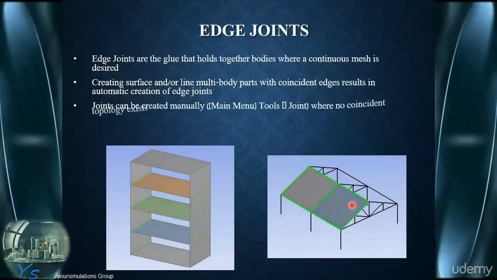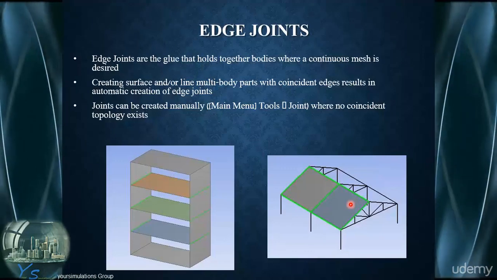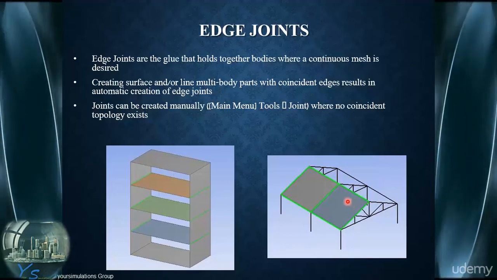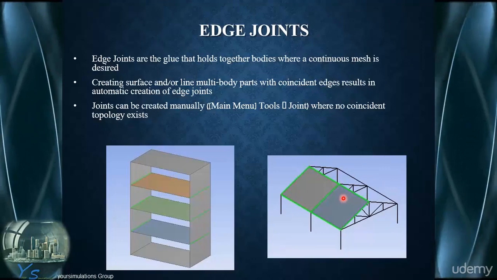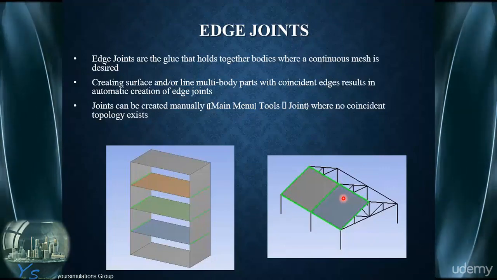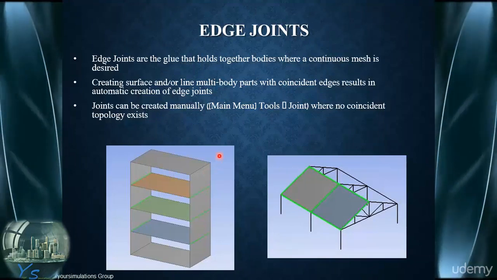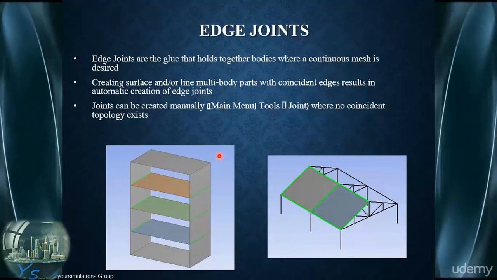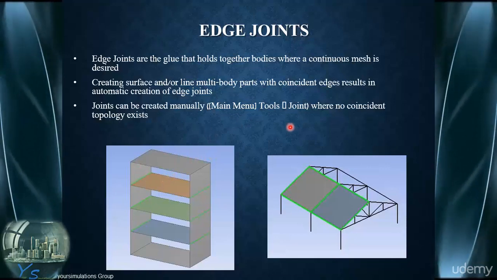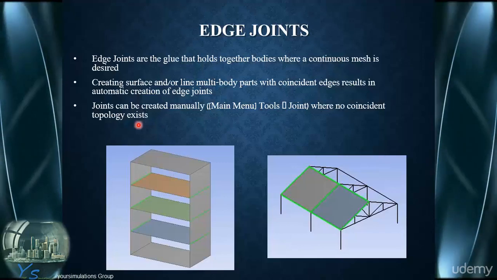Edge joints are essentially the glue which will hold together the contiguous surface meshes so that we have a continuous surface mesh across the surfaces. It's useful to note that creating surface or line multi-body parts with coincident edges will result in automatic edge joint creations, so we don't need a manual or explicit definition of the joint tool in that particular case. But we can create joints manually using the tool's joint operation where no coincident topology previously existed.